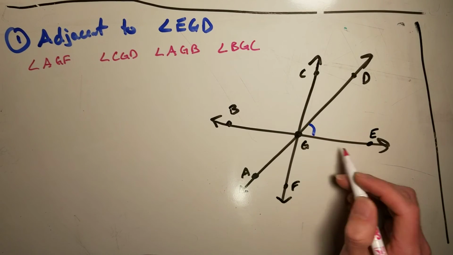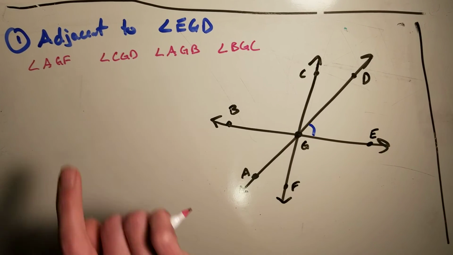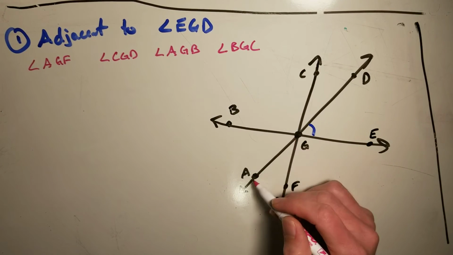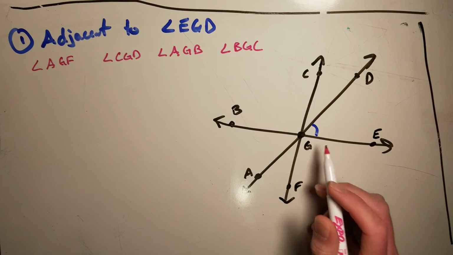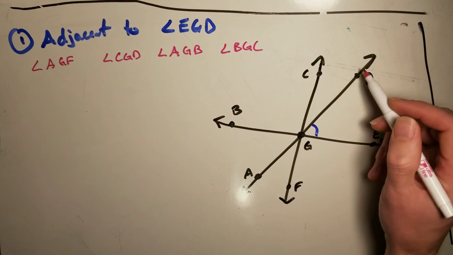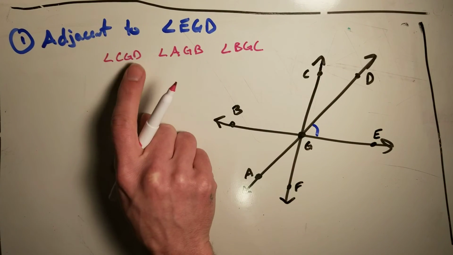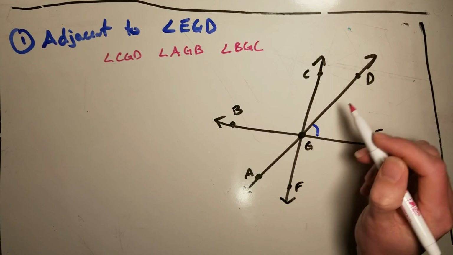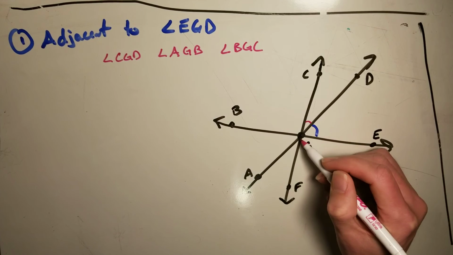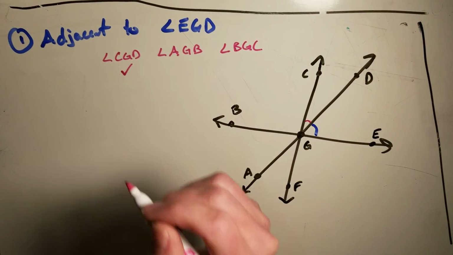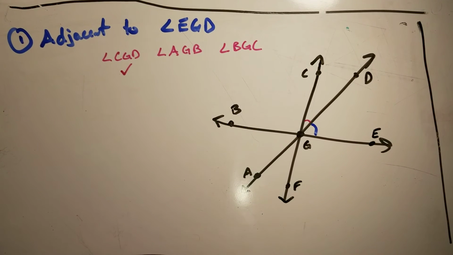So EGD. Here we go. And let's look. AGF. Well, AGF shares a vertex, but it doesn't share a common side. It doesn't have either EG or GD. So this one does not work. Angle CGD shares a common vertex. It also shares the common side of GD, so this one is adjacent. They have a common vertex and a common side. That's what it means to be adjacent.